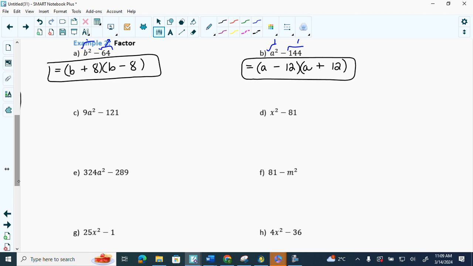So, 9a squared. I take the square root of 9a squared and I get 3a. Should I be doing this right now? No. What should I have checked for first? A greatest common factor. Is there anything I could take out of 9 and 121? Trick question. No. Anything with an a squared? No. So I actually can't. So then I can go to checking these. This is 11. So I'm going to get 3a plus 11, 3a minus 11.